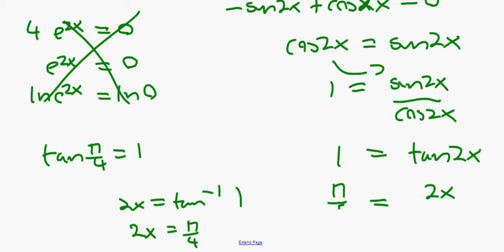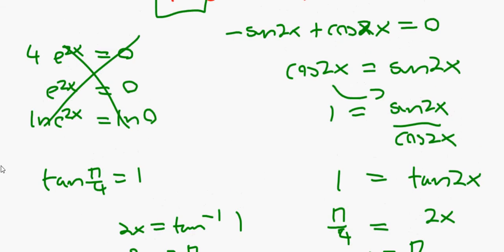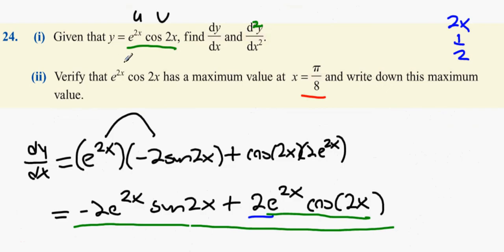And then once we divide by 2, we're going to get x equals pi over 8. So I've just verified that it has a maximum value at pi over 8, and now I have to write down this maximum value. To write down the maximum value, it basically wants the y value. Okay, the x value is the value at which the maximum occurs. The y value is actually the maximum value.